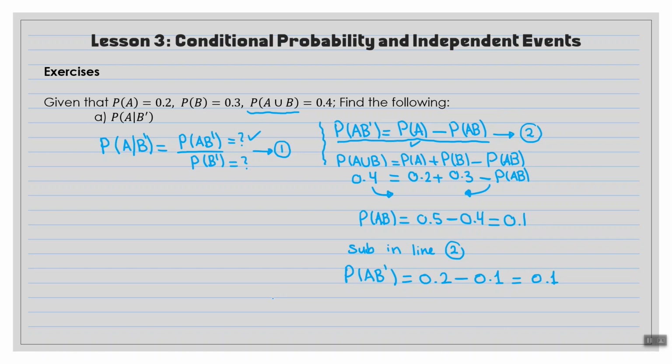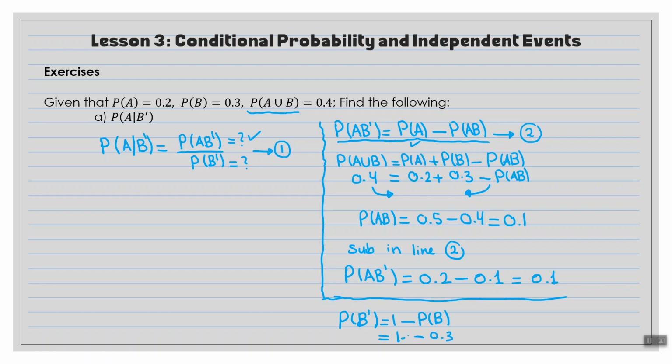What about the denominator? Well, the denominator is easy as well, because we have a formula for the denominator, right? We have a theorem for the denominator as well. We know from the previous class that the probability of B complement is equal to 1 minus the probability of B. So this means it is 1 minus the probability of B, which is 0.3.